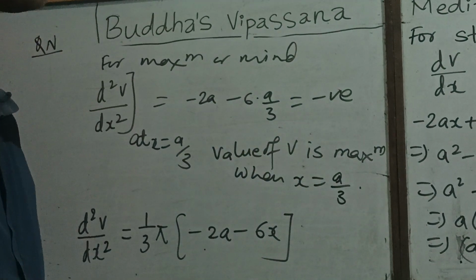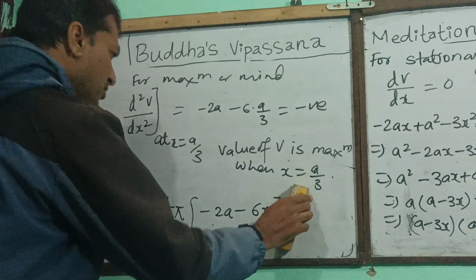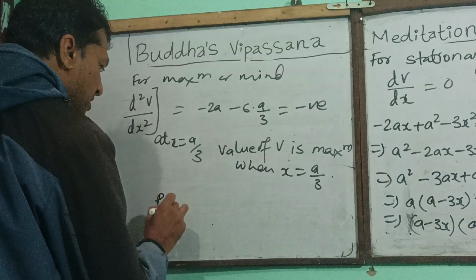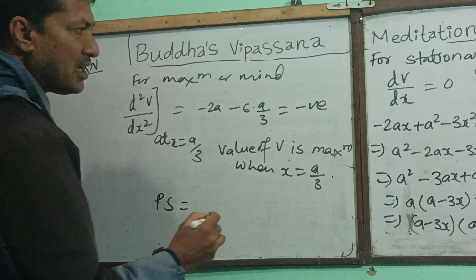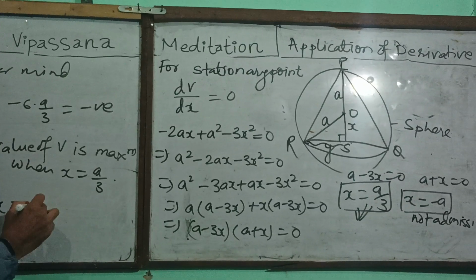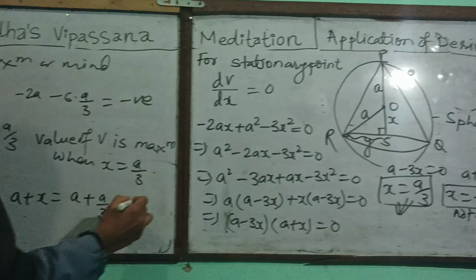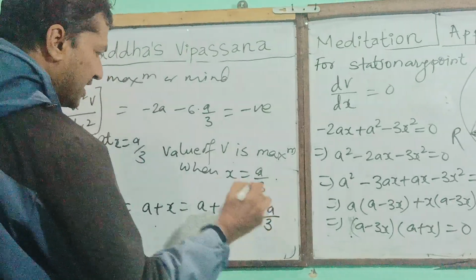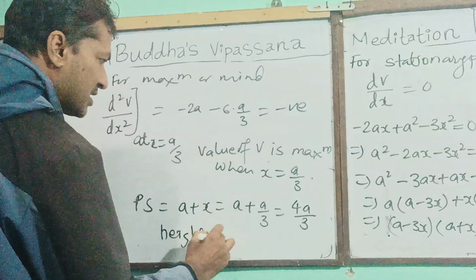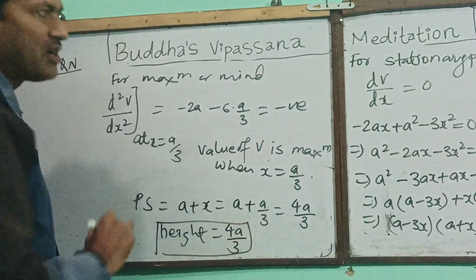So the question is to find the height, or altitude. So altitude becomes, we have got over here altitude, what we have written? a plus x. So a is equal to a itself, x is equal to a by 3. So for maximum value, this is 4a by 3. So altitude or height is 4a upon 3. I think this one is the required one.